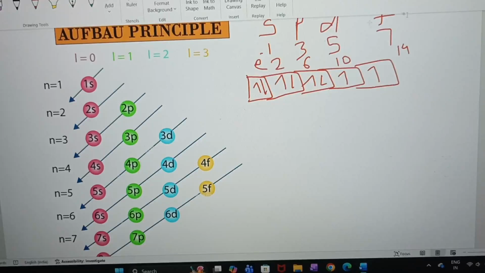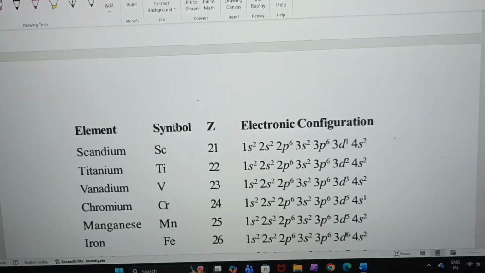So then follow this rule. S can have maximum 2 electrons, P can have maximum 6, D can have maximum 10, and F can have maximum 14. So this is nothing but atomic number you will consider to keep filling it.